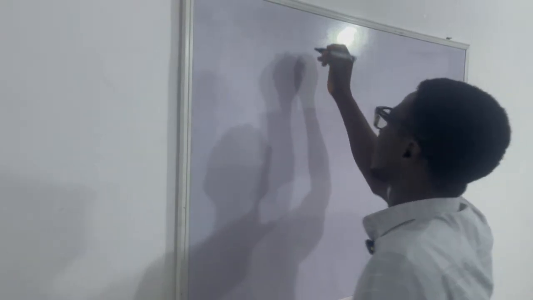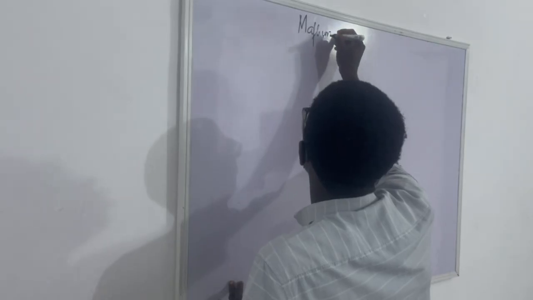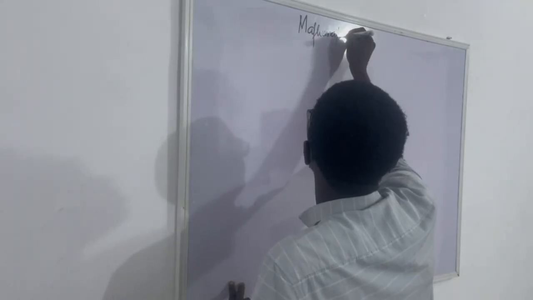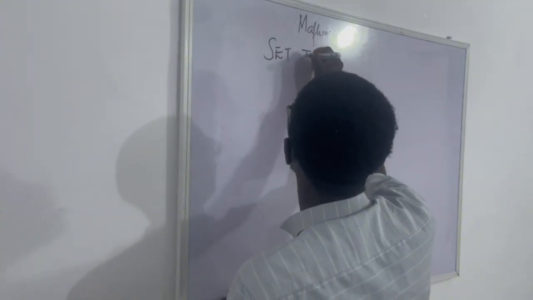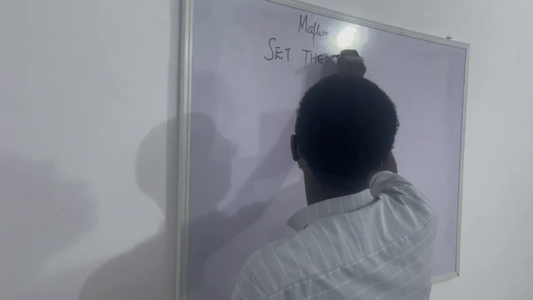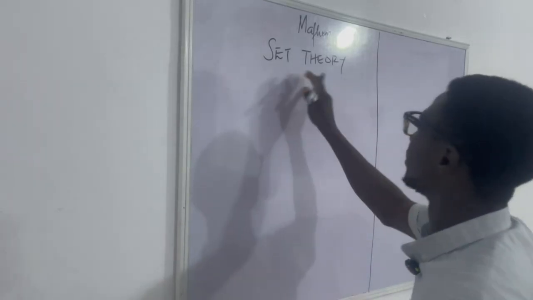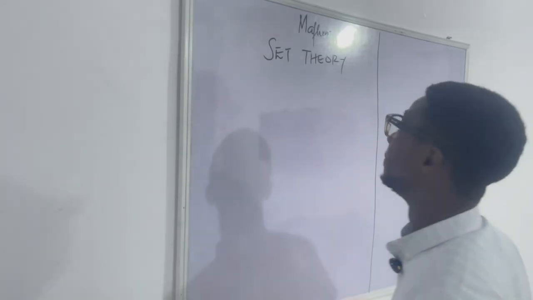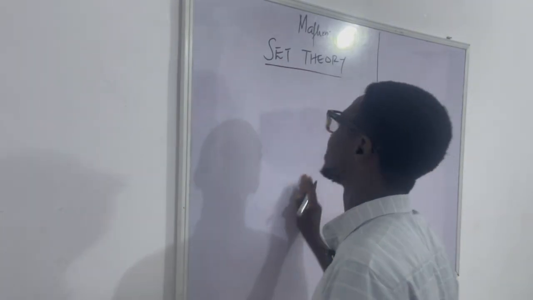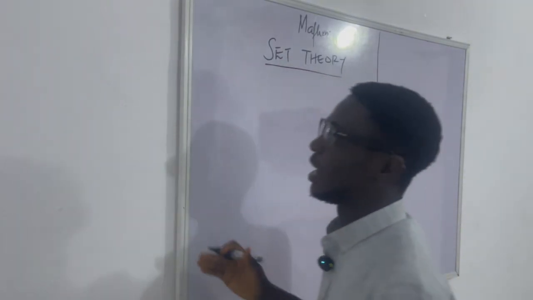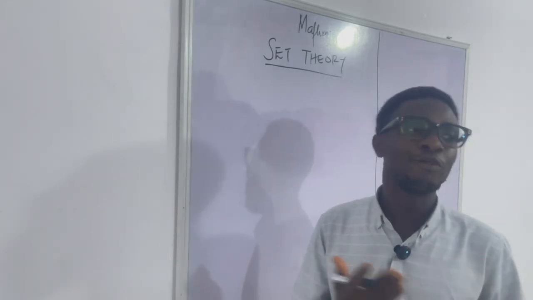So in today's class, we are talking about set theory. From there we move to Venn diagram. When we talk about set theory, what are the major things we're actually focusing on?